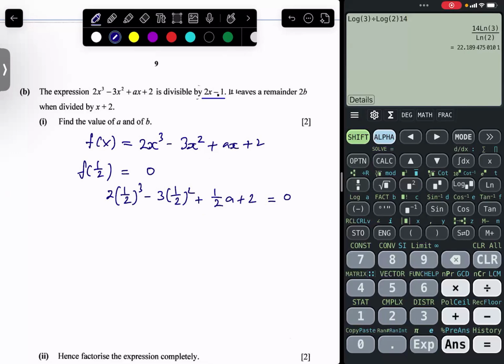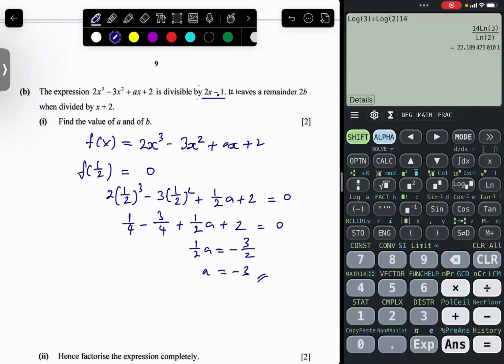Simplify this, I'll have a quarter minus 3/4 plus half a plus 2 equals 0. So this is negative half, plus 2 gives 1.5. So half a equals negative 1.5. So a equals negative 3.